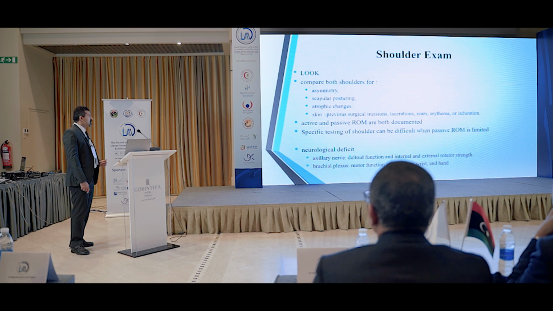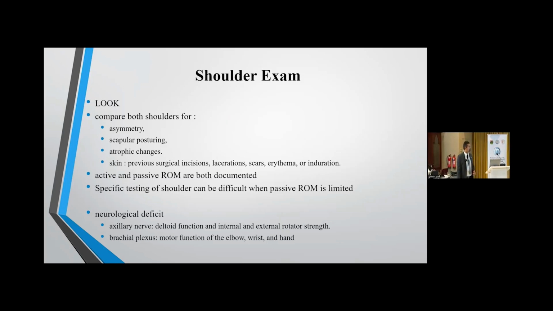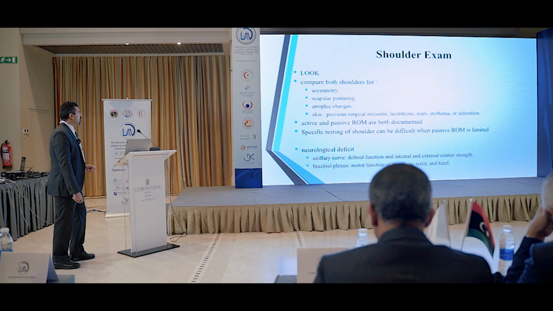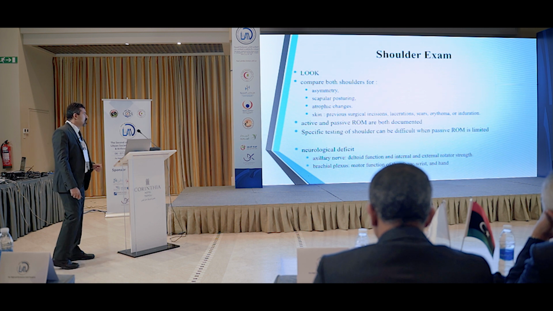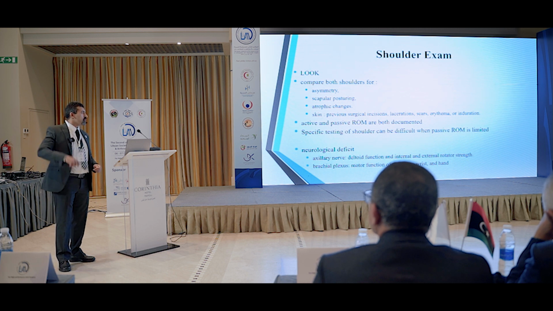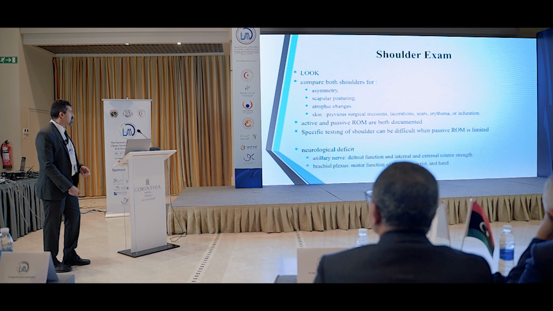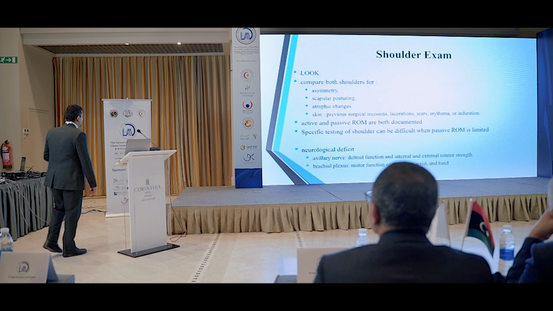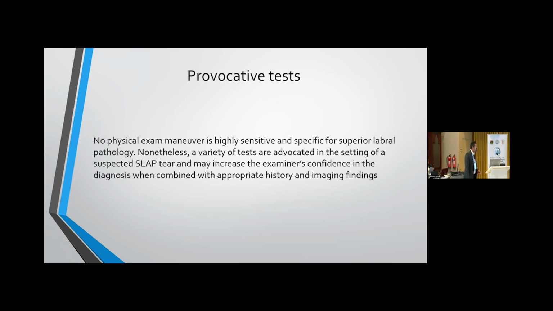The shoulder examination starts with looking at the shoulder: compare both shoulders for asymmetry, scapular posture, atrophic changes, and skin for previous operations. Active and passive range of motion are both documented. Specific testing of the shoulder can be difficult when passive range is limited. When the patient comes with a frozen shoulder, you cannot do the shoulder examination. For neurological deficit, you should exclude axillary nerve or brachial plexus injury. There are other provocative tests, but no physical examination maneuver is highly sensitive and specific for SLAP pathology.